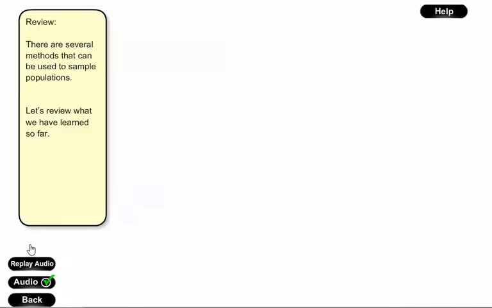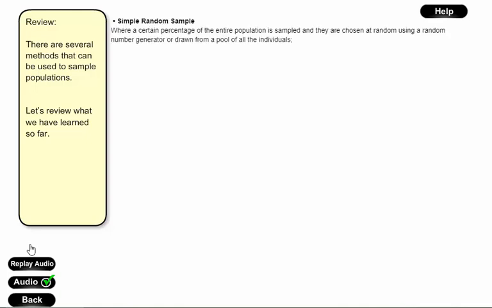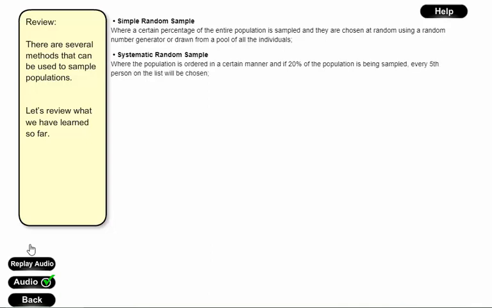Review. There are several methods that can be used to sample populations. Let's review what we have learned so far. Simple random sample. Where a certain percentage of the entire population is sampled and they are chosen at random using a random number generator or drawn from a pool of all the individuals. Systematic random sample. Where the population is ordered in a certain manner, and if 20% of the population is being sampled, every fifth person on the list will be chosen.